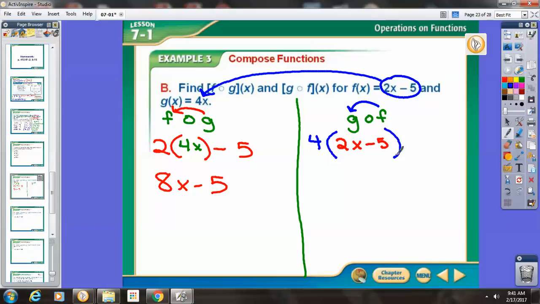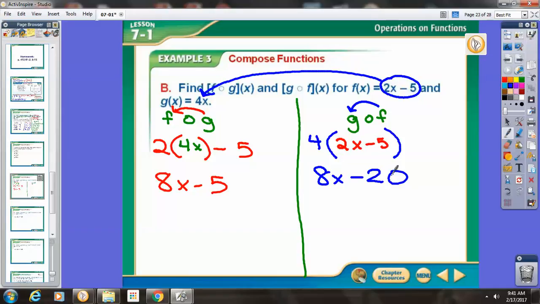Is this something you can simplify? Yes. 4 times 2x is 8x, and 4 times negative 5 is negative 20. They're not like terms, so obviously we can't go any further. These okay? Any questions?